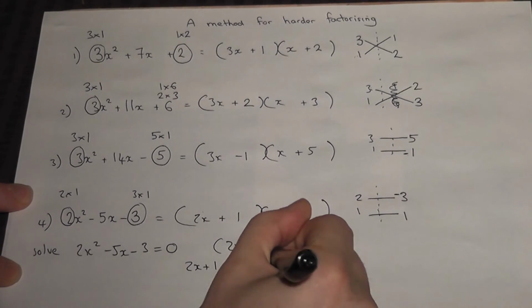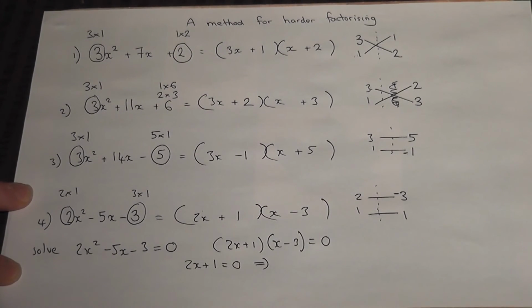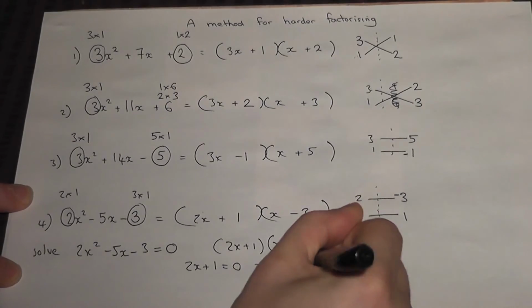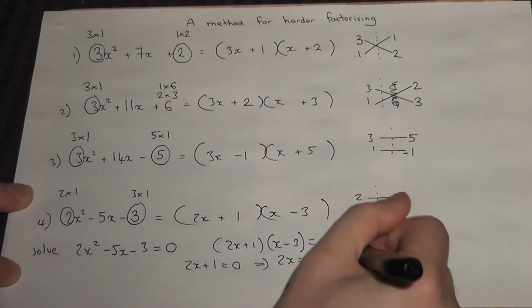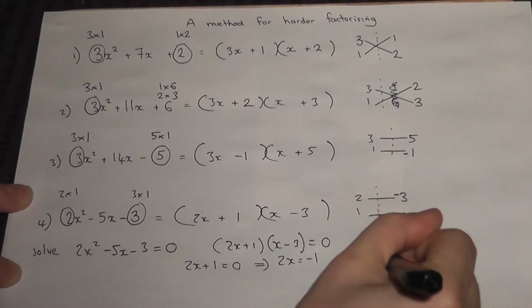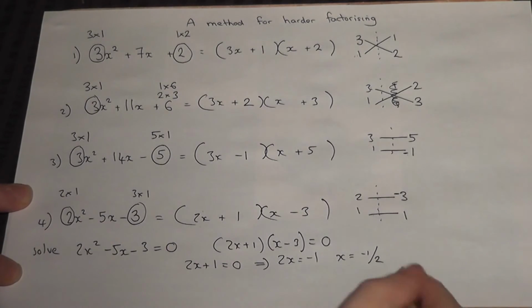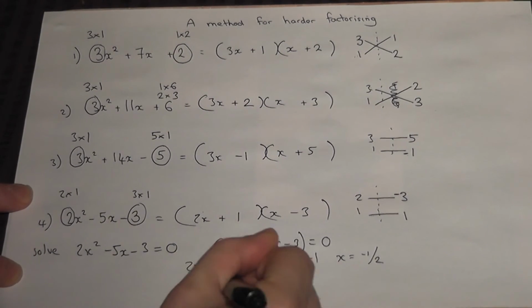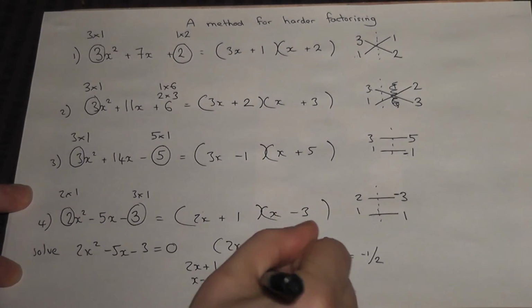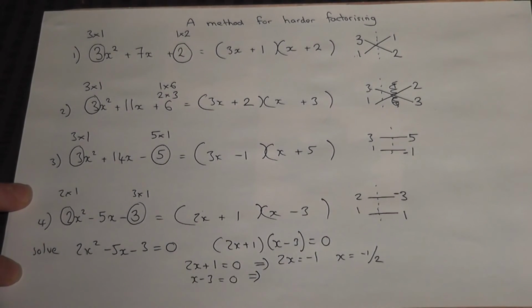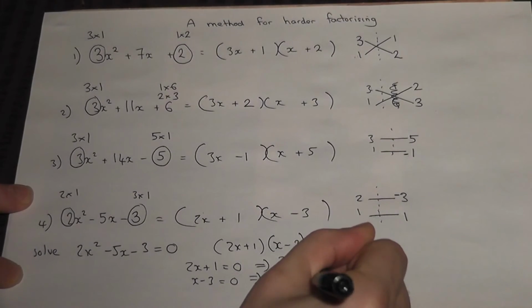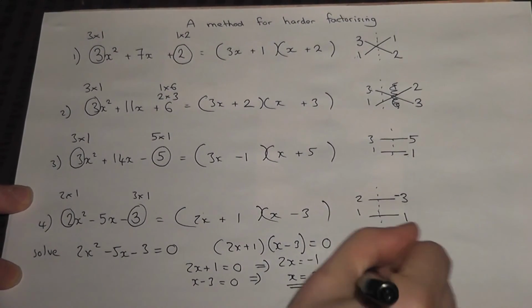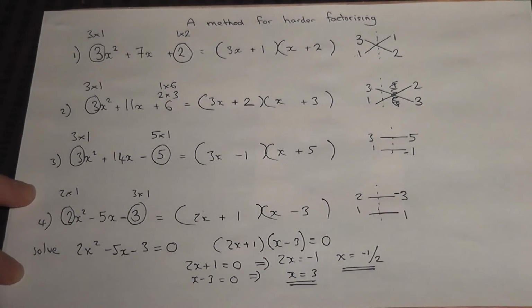This tells us that if I take away 1 from both sides, 2x equals minus 1. So x equals minus 1 divided by 2. That's the first answer. The second one is where x minus 3 equals 0. If I add 3 to both sides, x will equal 3. And they are the two solutions to that quadratic equation.